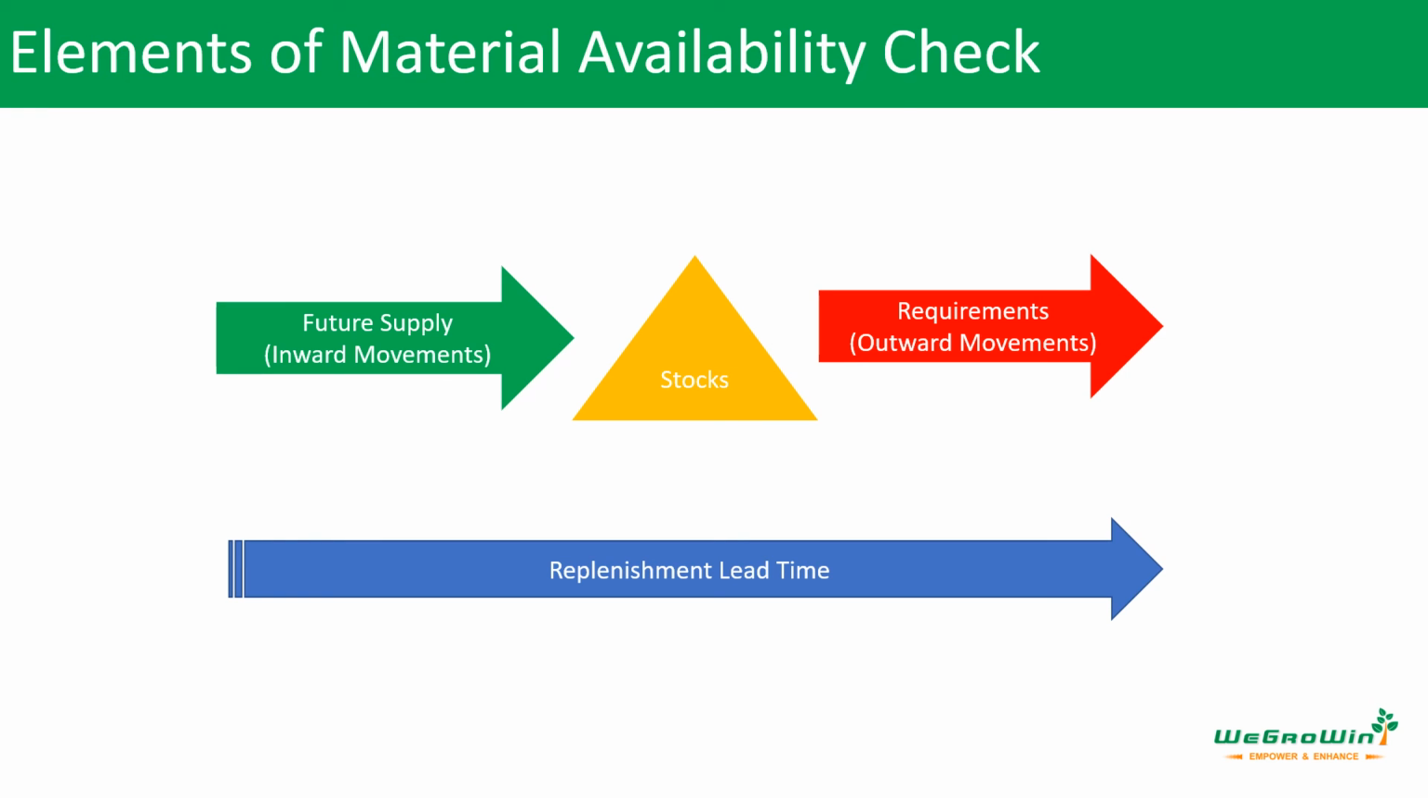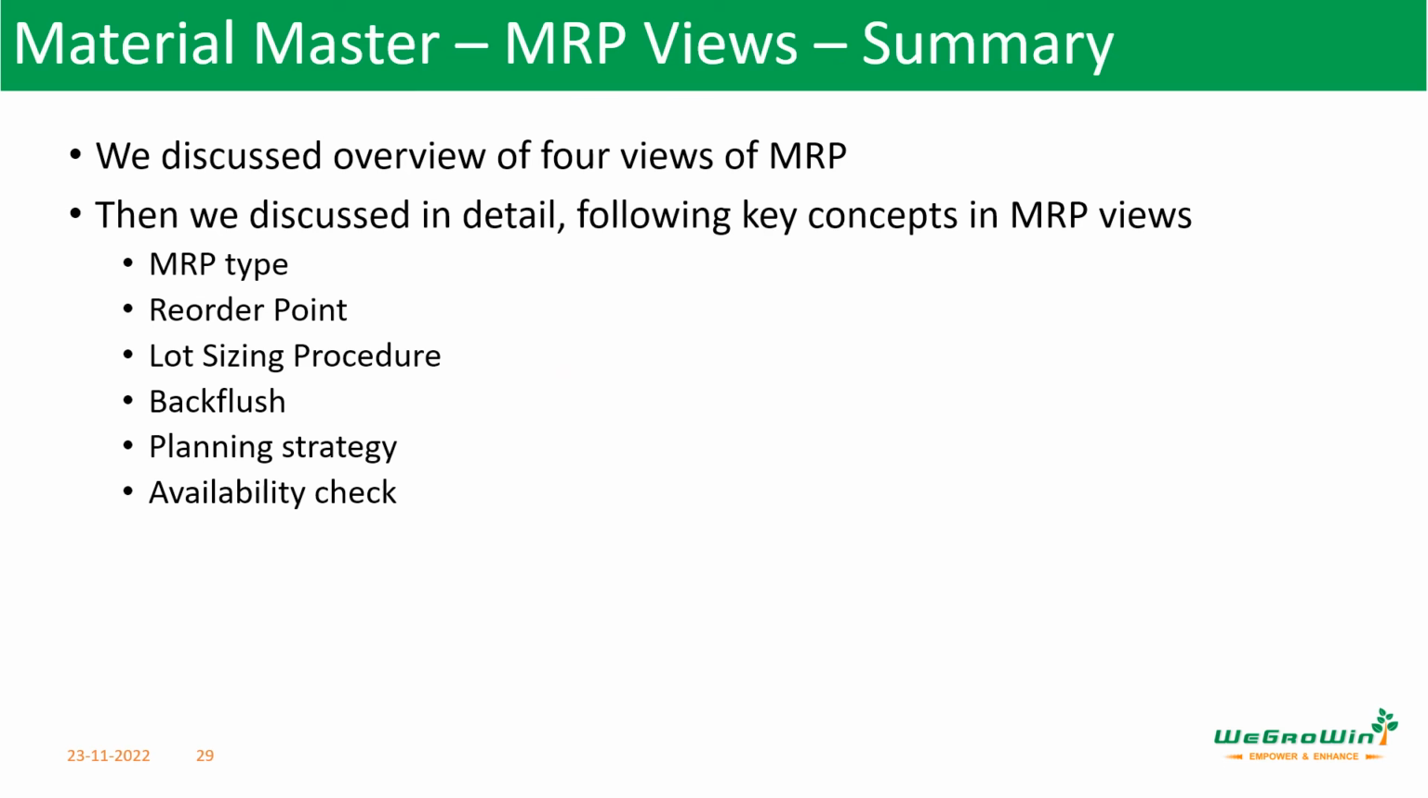Now, what are the elements of a material availability check? We will see the supplies which are expected, meaning the expected receipts, that is the inward movements. Then we have available stocks, and there will be requirements, which are the outward movements. All these will be there with the replenishment lead time, that is the total lead time. So these are the major parameters. This is the overview of how the availability check is done. There is incoming, there is outgoing, what is available stock, what is the period. These are the four basic things.